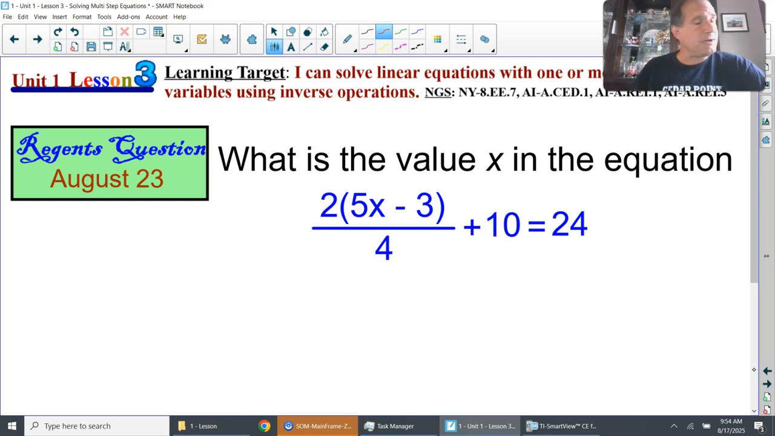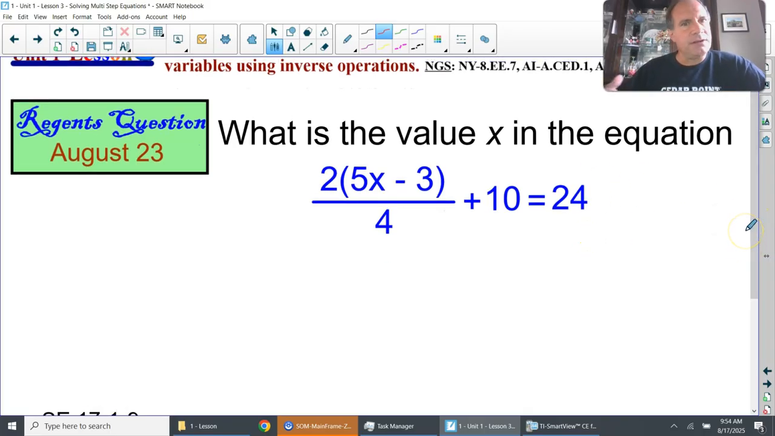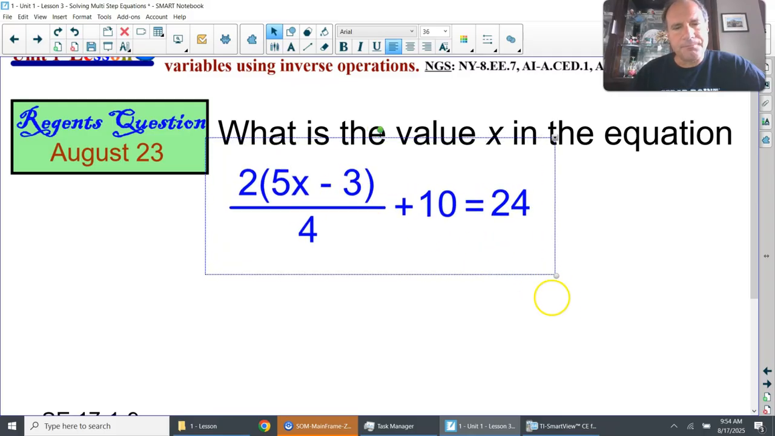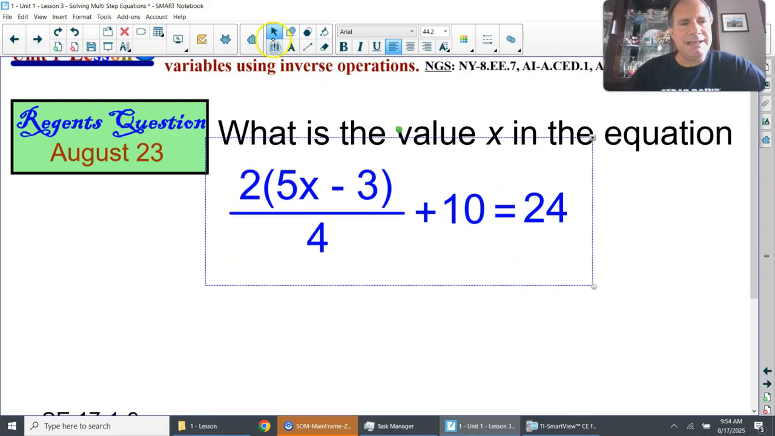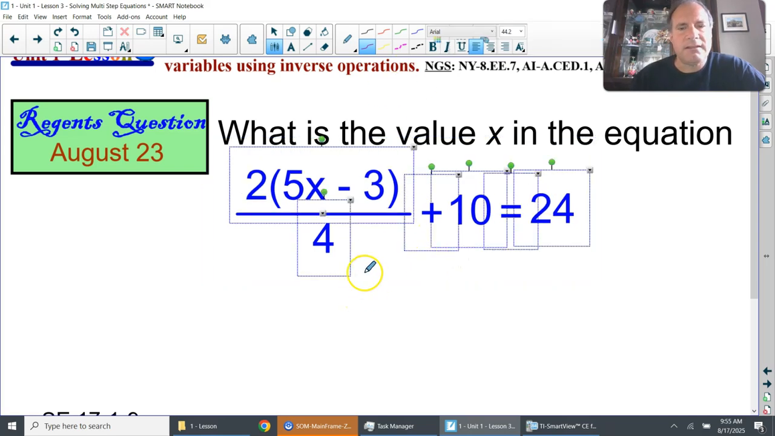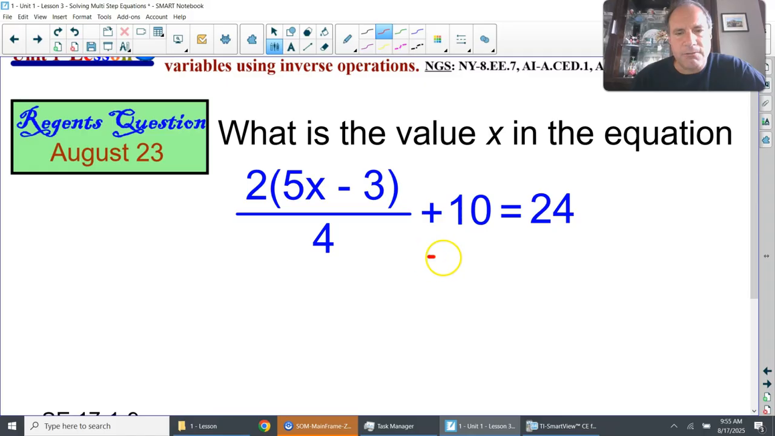Okay, here's a Regents question. This is exactly what they would put on the Regents, and they did. But I don't want you to get really confused with it. Just think about what it is that you would normally do to start cleaning up the left side. When I say clean up, I mean let's start isolating the variable. So we're going to have this +10. I need to get that over there to deal with that fraction. So let's go ahead and subtract 10 on both sides.